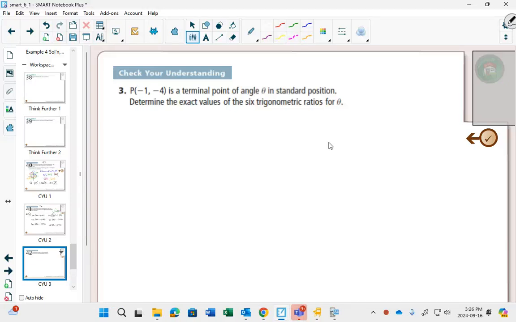Very typical question. They tell you a point, and it's on the terminal arm, the terminal point. So I go and I label said point. Here is -1, -4. And it's on the terminal arm, so I draw that terminal arm.